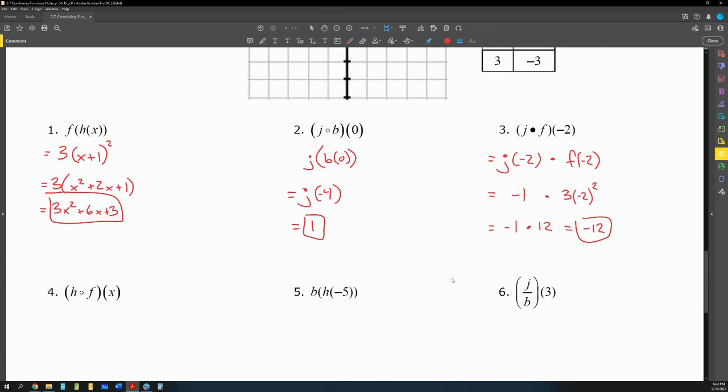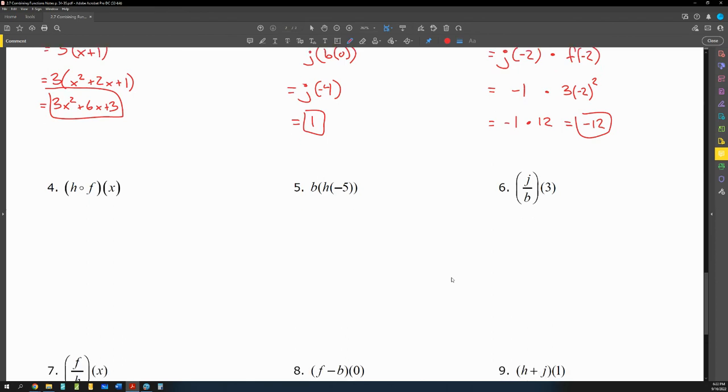Okay. Number 4, h of f of x. So this is like number 1, but now we're switching the order. We're plugging the output of f of x into the input of h. So remember, h was x plus 1, and then f of x was 3x squared. So we're going to plug in f of x for x in the function h. So we have 3x squared plus 1. And there's nothing to simplify here. It just stays as 3x squared plus 1.